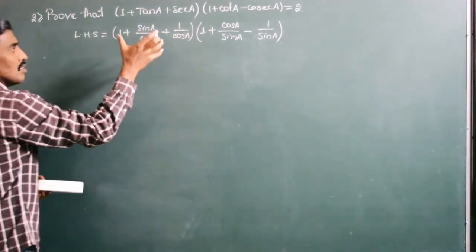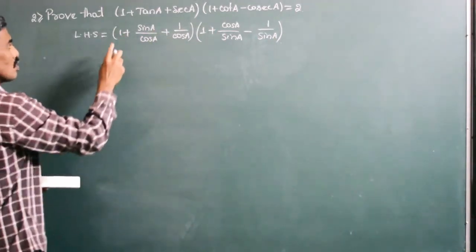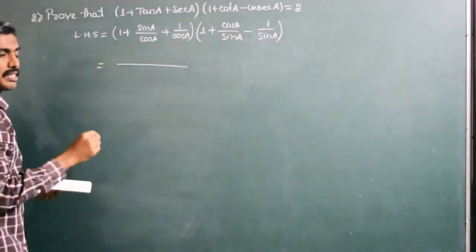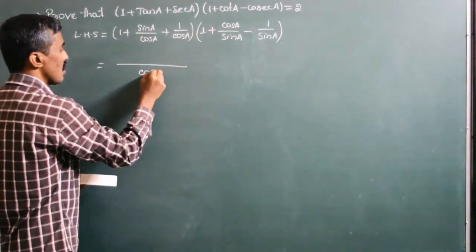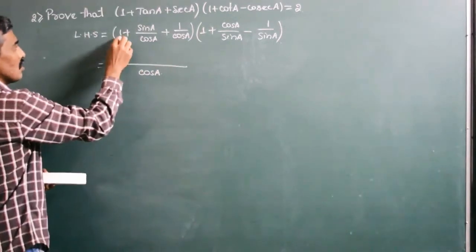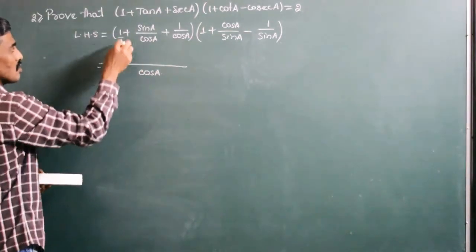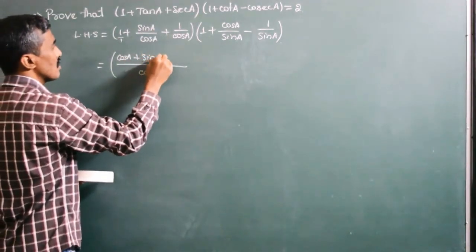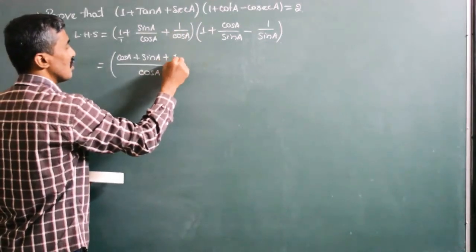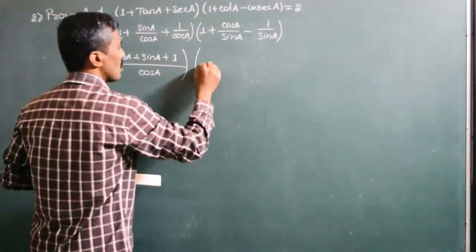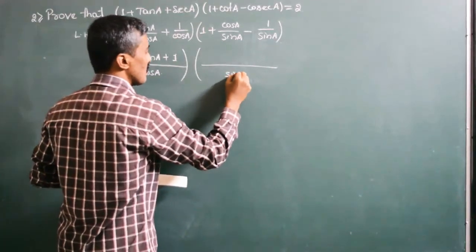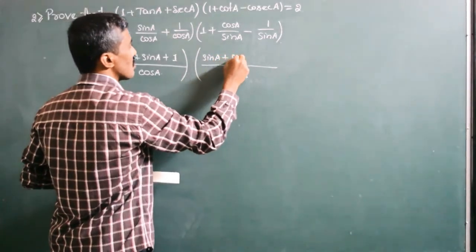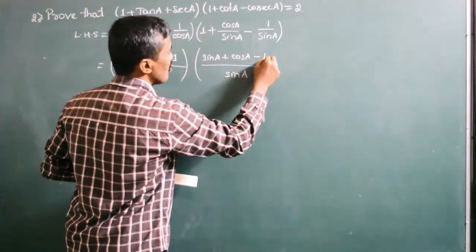Now simplify the terms in the first bracket. So 1 plus sin a by cos a plus 1 by cos a. The LCM for the denominator is cos a. So then this becomes 1 into cos a is cos a, plus sin a as it is, plus 1 in the numerator as it is, since cos a is the same. Similarly here also, the LCM of the denominator is sin a, so then it becomes sin a plus cos a minus 1.